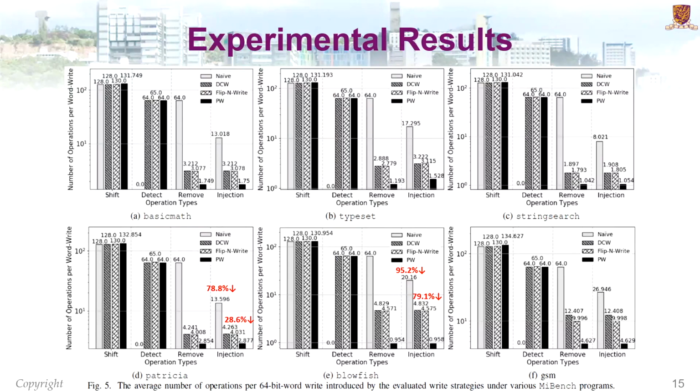As for the most expensive injection, we can see that the PW algorithm improved a lot in all the experiments. In the Blowfish workload, which is the best case for the permutation write algorithm, PW can reduce the number of injections by around 95.2% when compared with naive, and by around 79.1% when compared with the flipping write. And even in the worst case, which is the Patricia workload, PW can still reduce the number by around 78% when compared with naive, and by around 30% when compared with the flipping write.